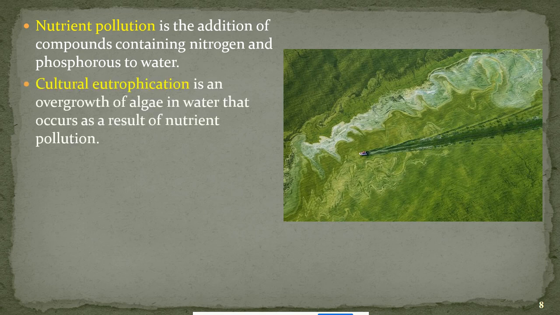There's also cultural eutrophication, and it's an overgrowth of algae in water that occurs as a result of nutrient pollution. So you might have these algae blooms, and you can see in this picture here lots of algae growing as a result of this pollution.